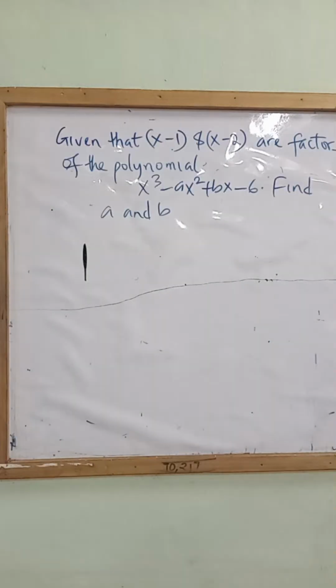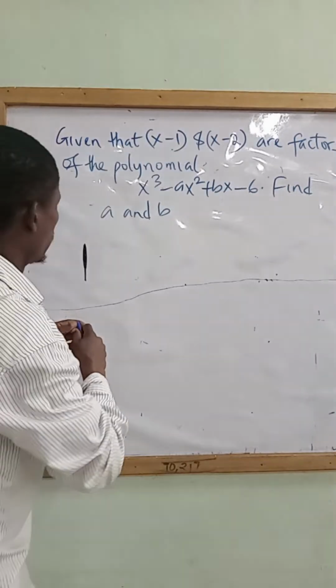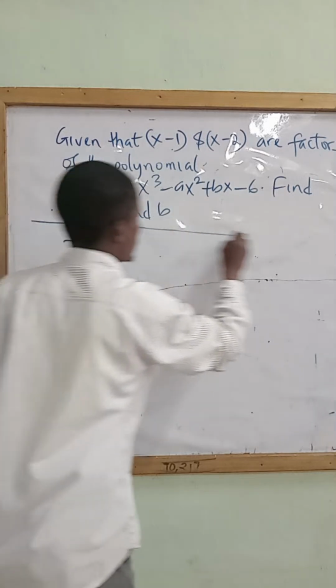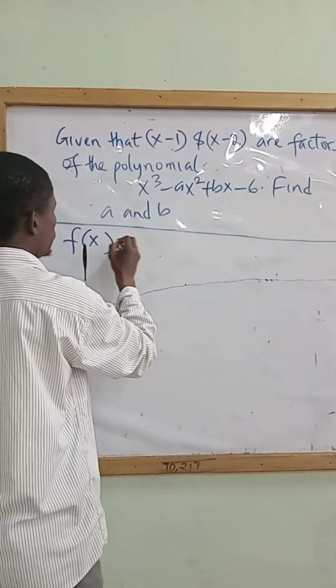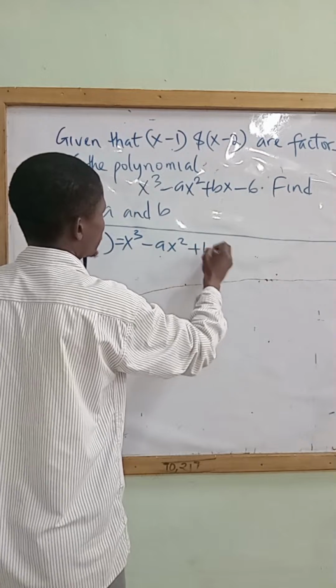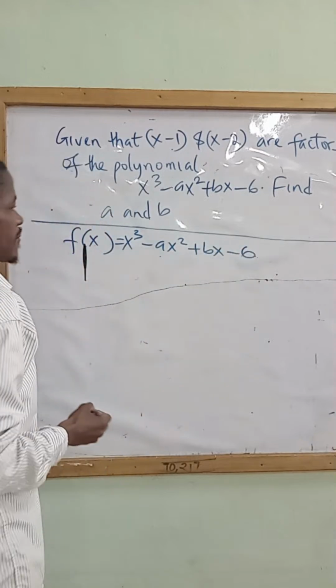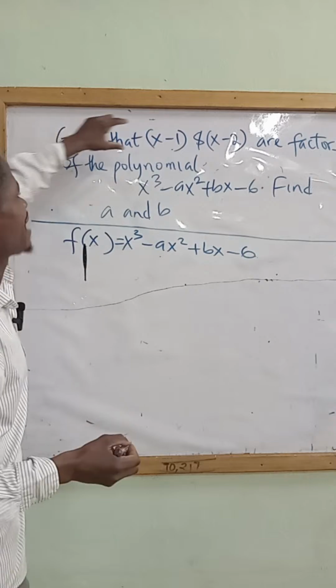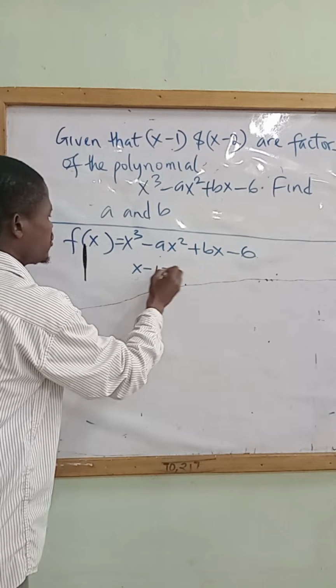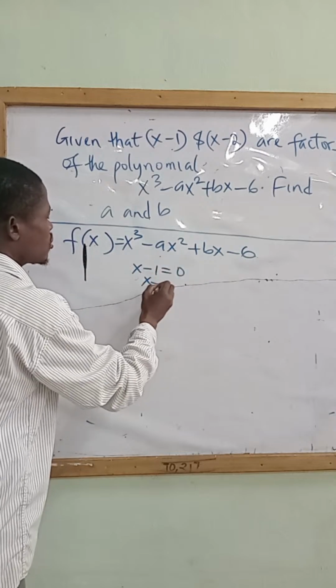Next: x minus 1 and x minus 2 are factors of the polynomial. So if x minus 1 is a factor, the first thing we do is to write f of x. f of x is this polynomial, x cubed minus ax squared plus bx minus 6. If x minus 1 is the factor, we equate it to 0. So x is equal to 1.